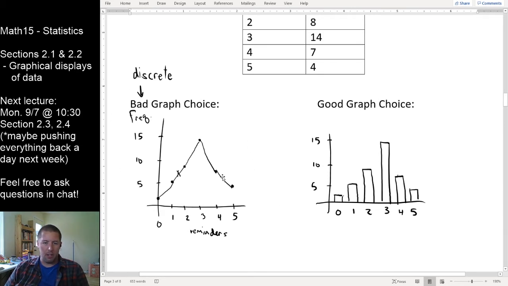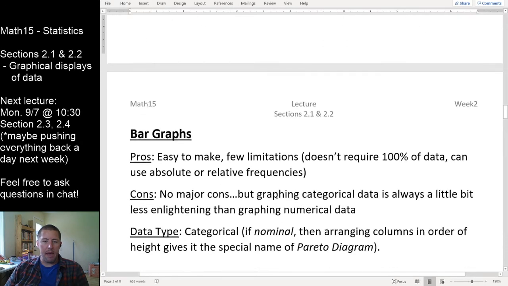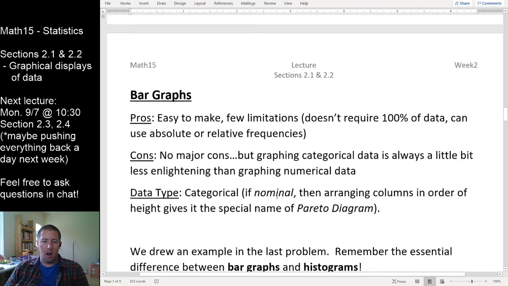Honestly, same thing with my line graph. I'm not saying this is straight up a wrong thing to do, but in my opinion, I have a good reason why I think it's a bad choice to do this, and it's because there's no in-between data points that we can infer. So be confident making your own arguments, right? So we drew a bar graph there.